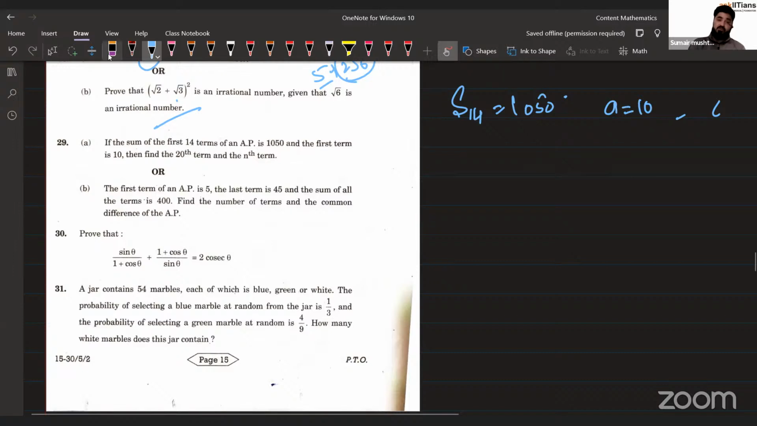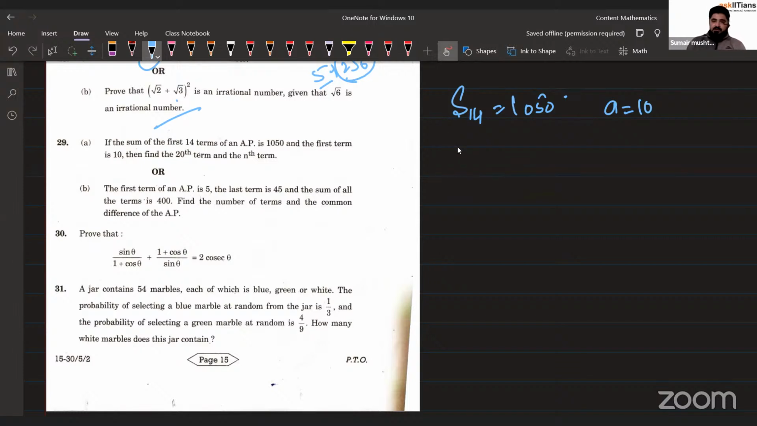Here you have to find two things. You have to find the 20th term and the nth term. That means when you find the nth term, then only you can find the 20th term. Come on, guys, how many of you have done this? This is an easy question again. So what is S14?